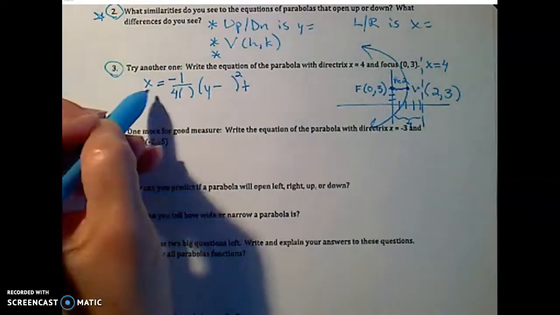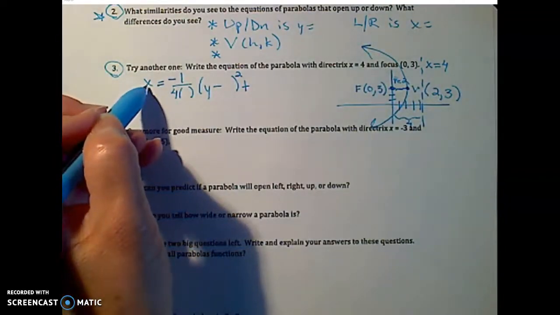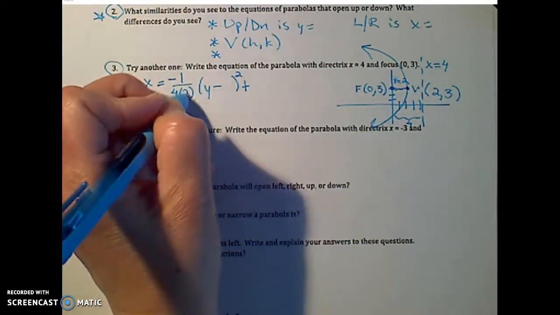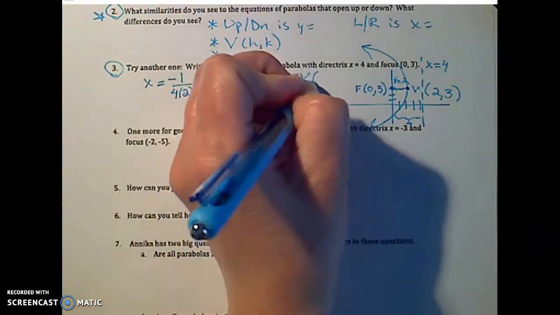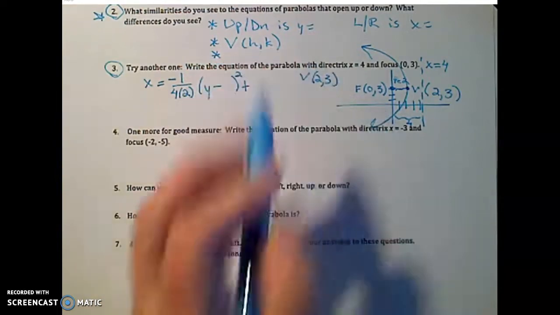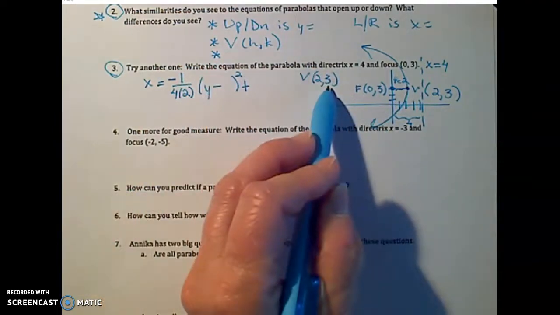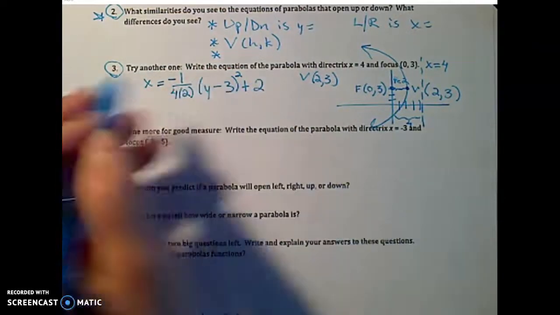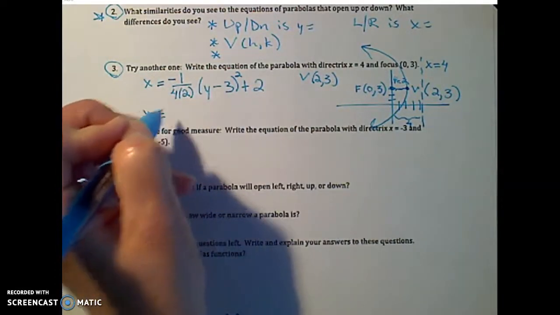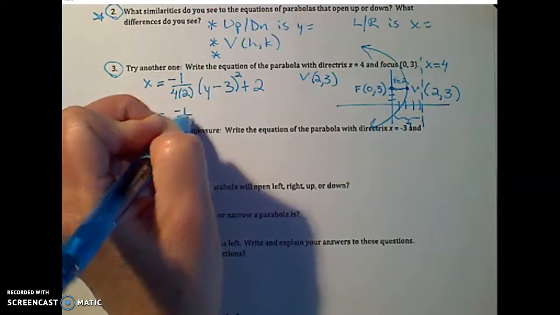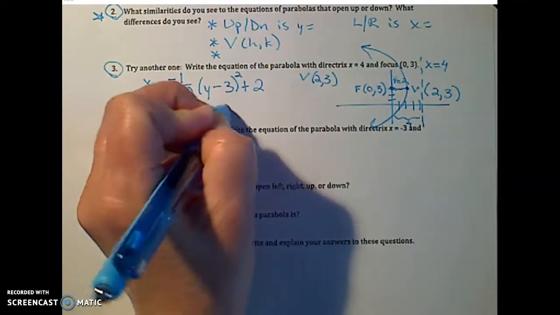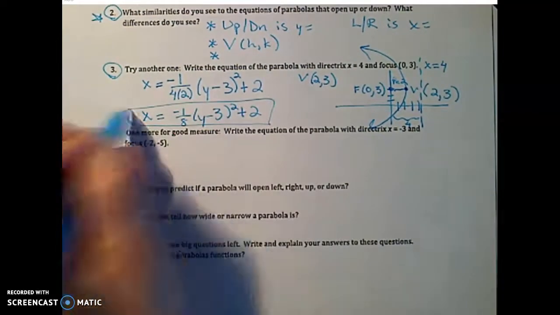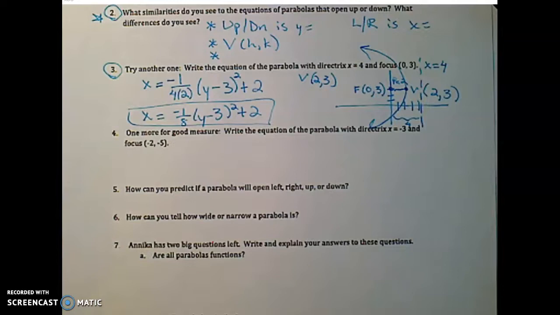If my parabola opens to the left, it's going to be an x equals, but it's going to be a negative 1 over 4 times p, which was 2. My vertex was at (2, 3). Remember, it's y minus the y coordinate, which is 3, plus the x coordinate, which was 2. Let me clean up my equation, and x is equal to negative 1 over 8 times (y minus 3) squared plus 2 is the equation of my left opening parabola.